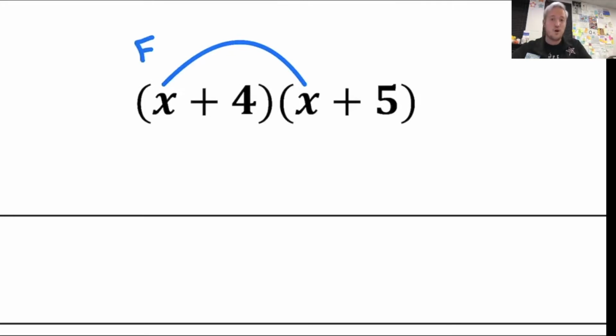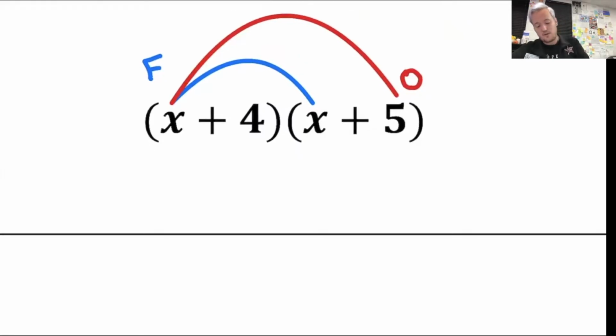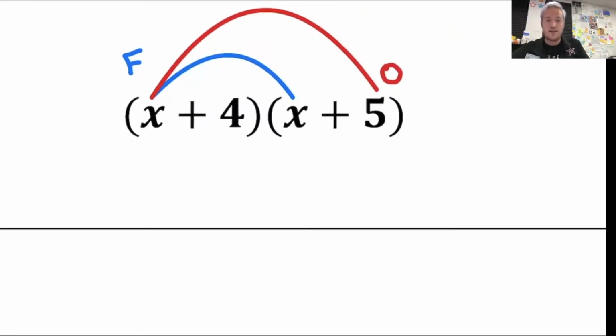Then for your O, which means the outside, you're looking at the far left and the far right, the outer terms. So this would be the outer terms, so O. And now looking for I, we're looking at the inside terms, so the two innermost terms here. So this would be I. And our last terms, which are the second terms of both.